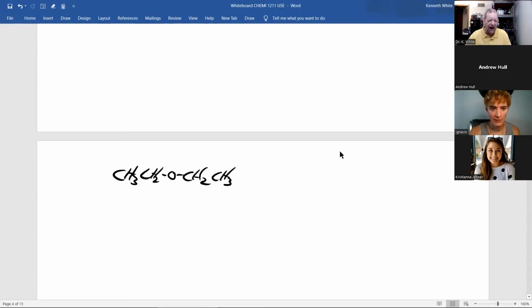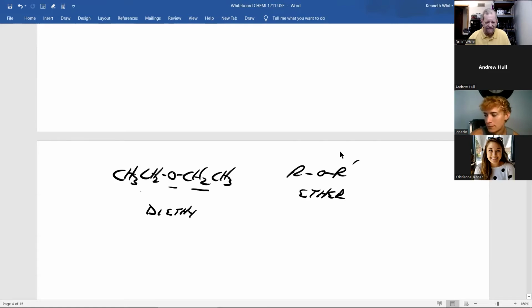All right. How do you name this? What's different? Oxygen. We have carbons on both sides. It's an ether. And the common name, each group. Well, this is an ethyl group. This is an ethyl group. How do we say to an organic? Diethyl ether. Because they're two ethyl groups, diethyl. You wouldn't say ethyl ether.